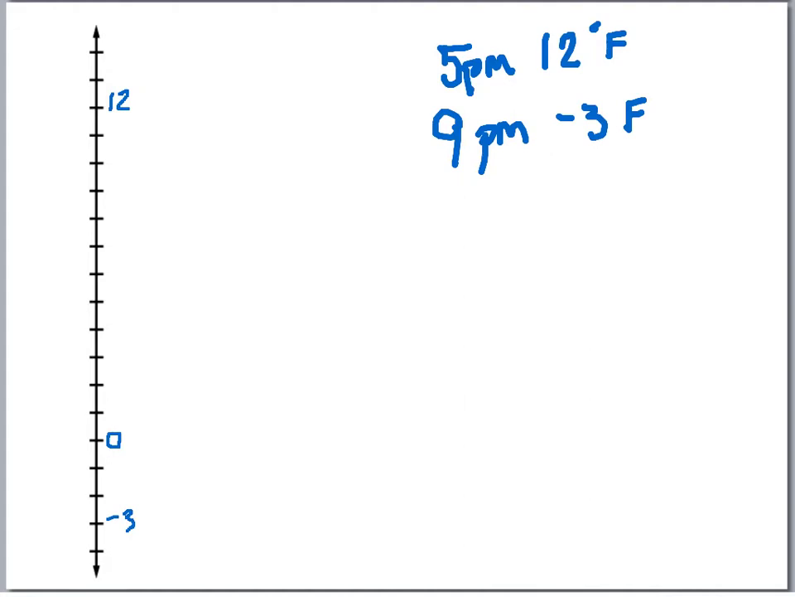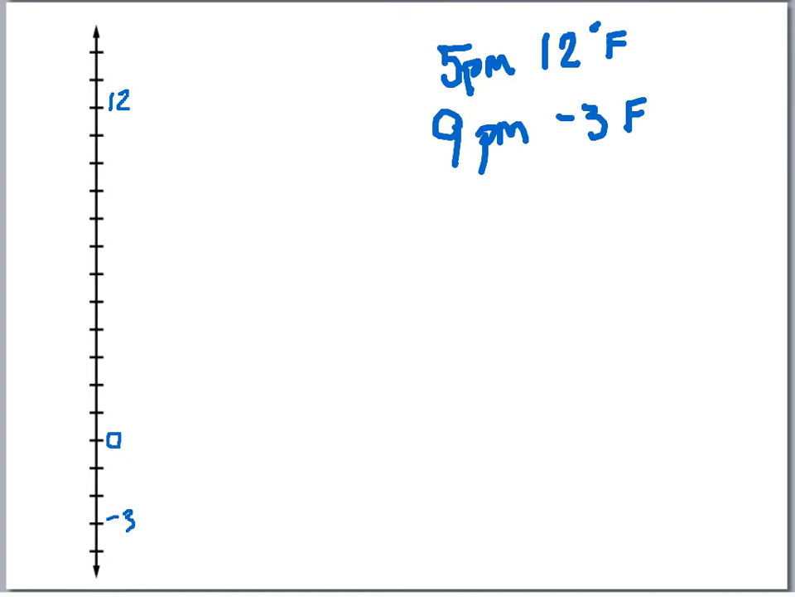So we want to find how much the temperature decreased over that evening. So we're looking for the total distance. So that's going from the positive 12 to the negative 3. So do you see how a student might come up with 9 degrees? They'd end up taking that negative 3 away from the 12.